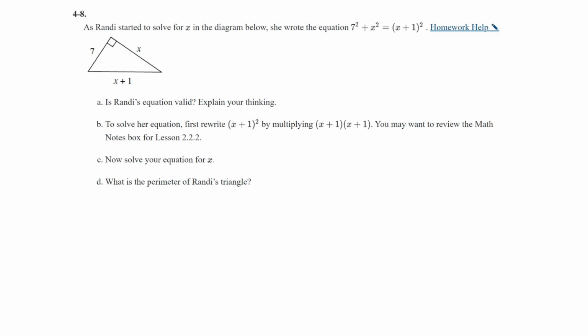Question 8. Randy started to solve for x in the diagram below, and she wrote the equation 7 squared plus x squared equals x plus 1 squared. Is Randy's equation valid? Explain your thinking.